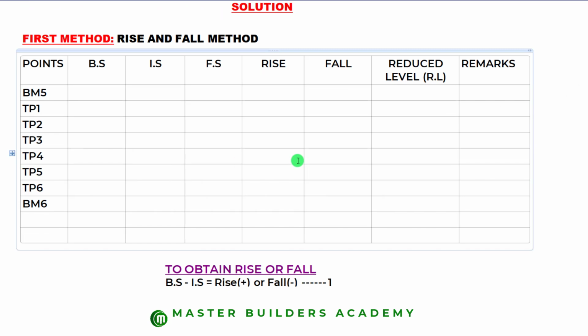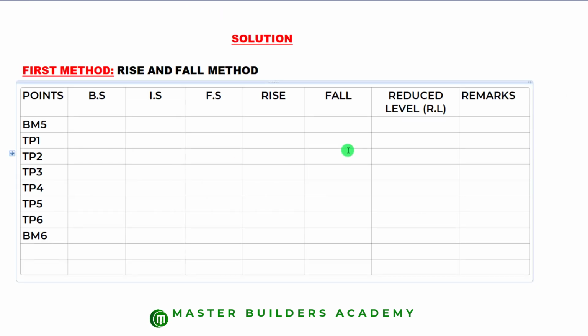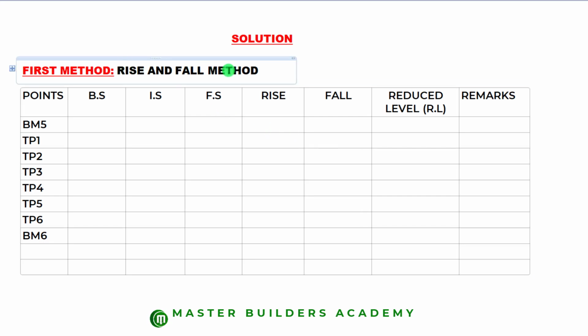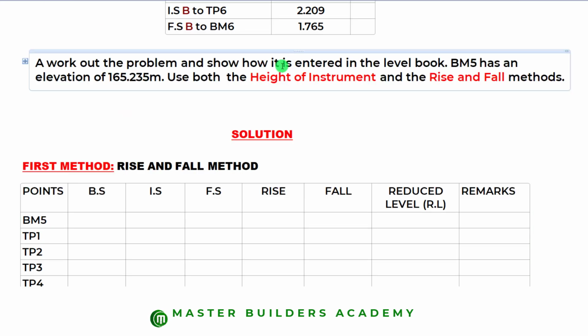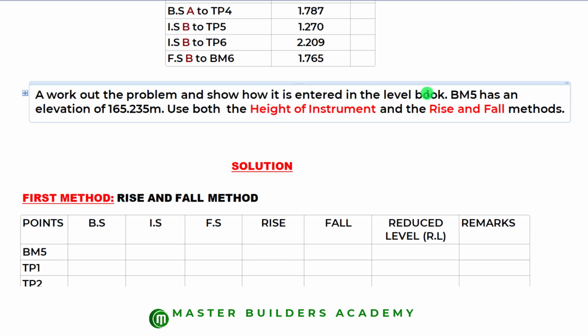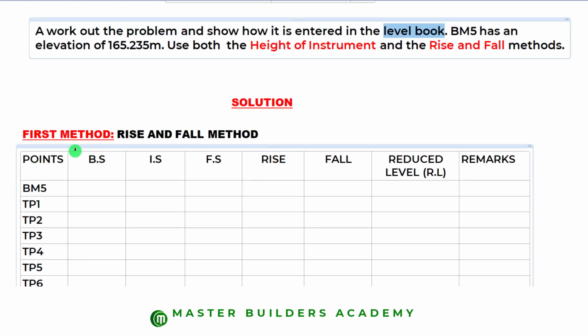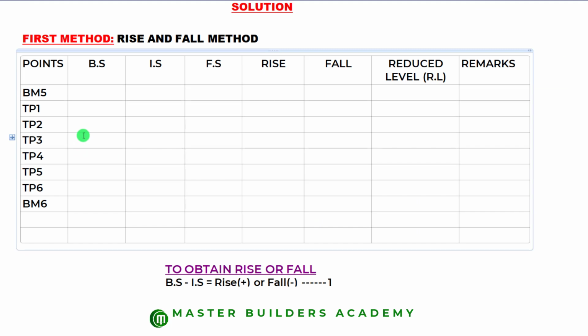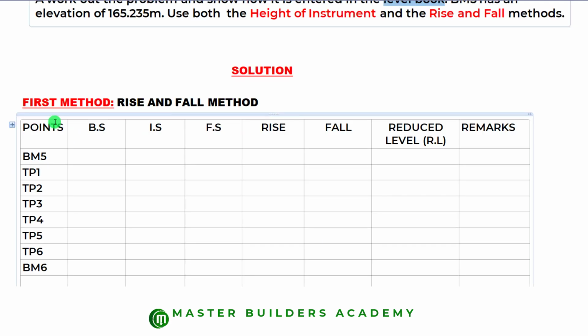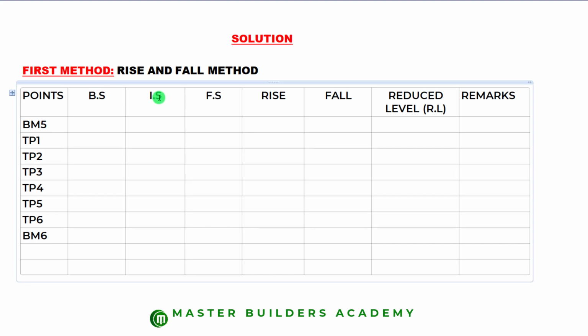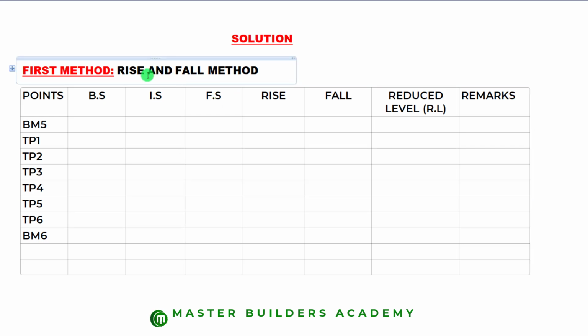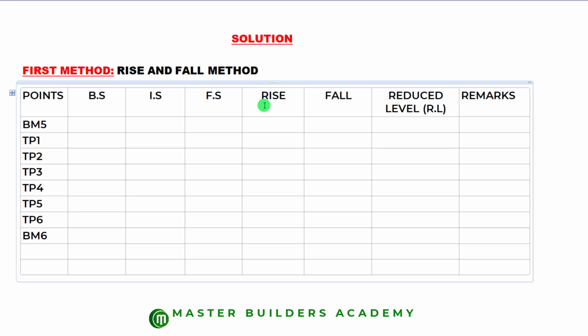As you can see, we have our solution right before us. The first method I have here is the rise and fall method. From the question, we are asked to enter these values in the level book. This table is what we call the level book. We have a column for point, a column for backsight, a column for intersight, and a column for foresight. Because we are using the rise and fall method, we will create a column for rise, a column for fall, and then the reduced level that we will be deducing for each of the points. Finally, we have the remark.